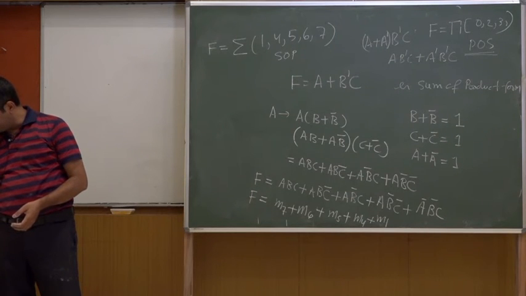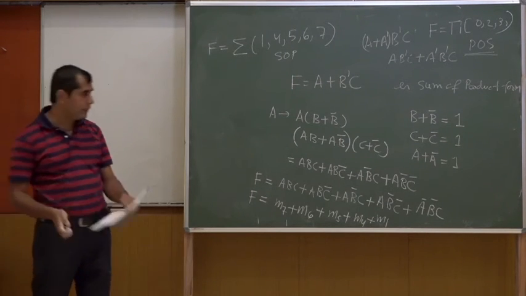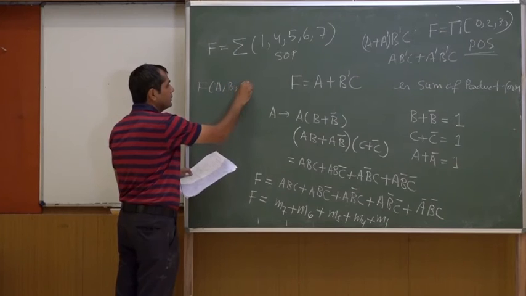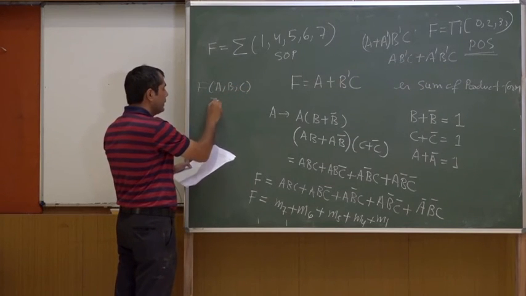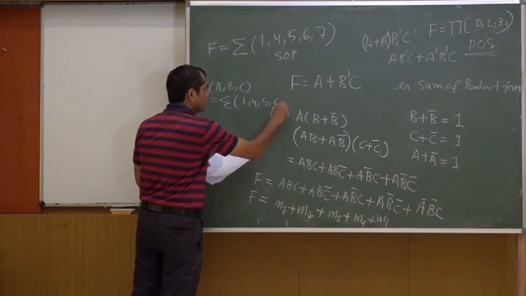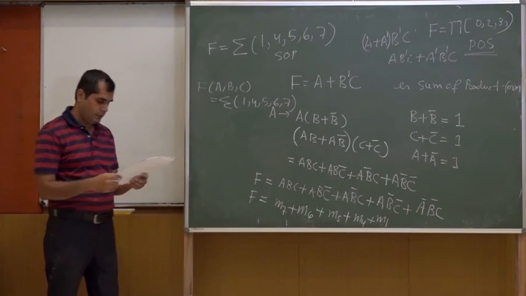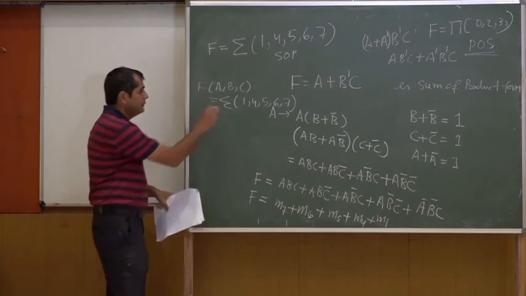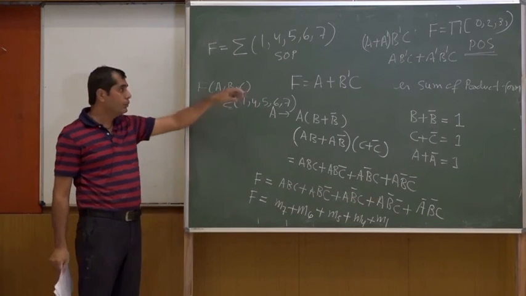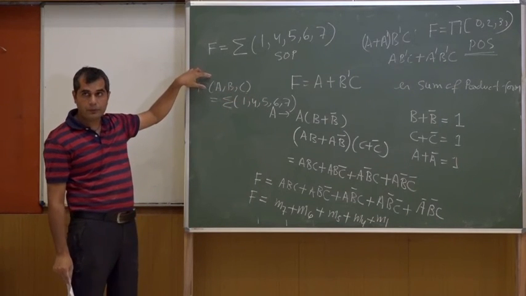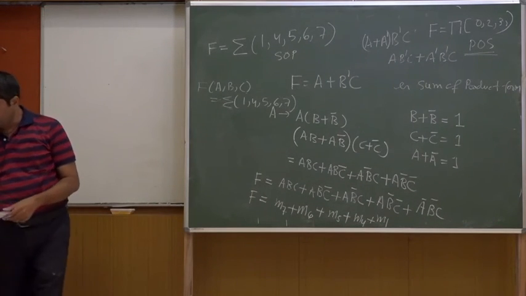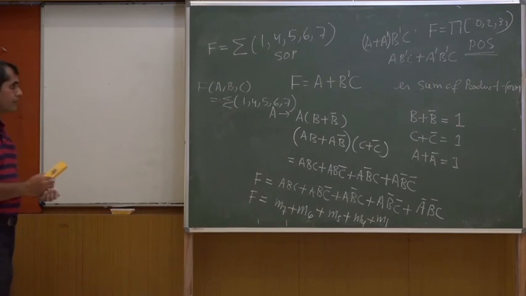So now you can make a practice. I have given a function f of abc. The function is written in terms of three variables abc, and that is summation of 1, 4, 5, 6, 7. Since this is summation, it means it is written in terms of using the min terms. What you have to do, you have to write the same f using the max terms. Just try to do this. Write it in product of sums form.